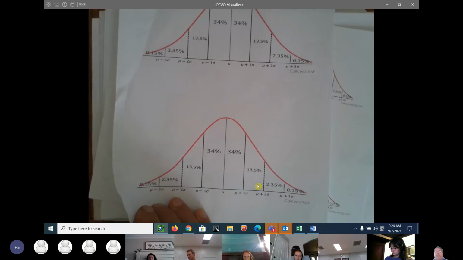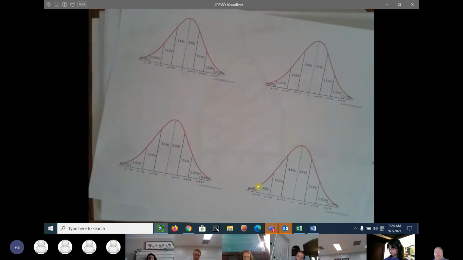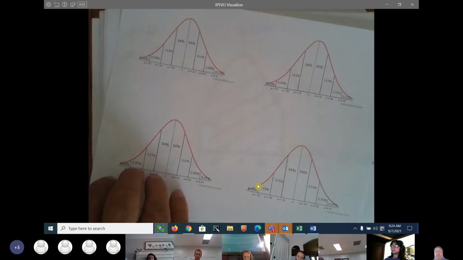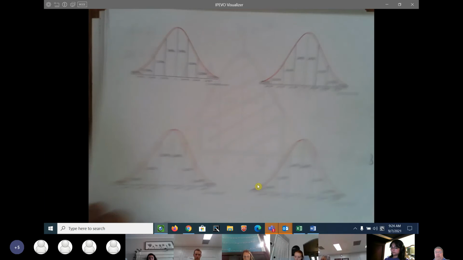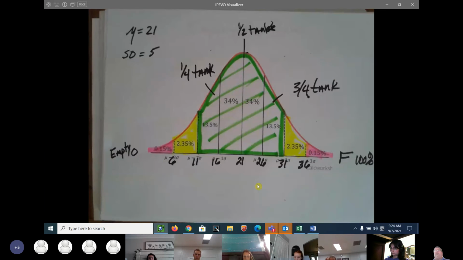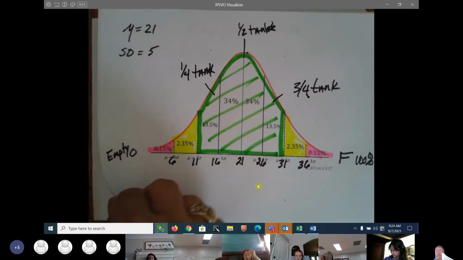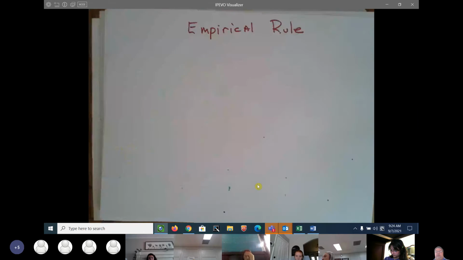Now, why am I telling you to copy these and make copies? Because on every homework problem you do from here on out, you're going to be drawing this curve. And some of y'all are going to get tired of drawing it. So I would highly suggest that you learn the empirical rule.